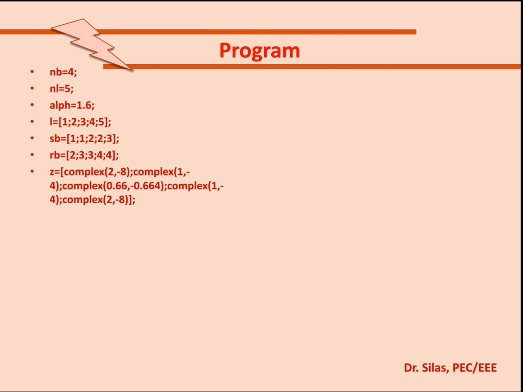Then here we are substituting the admittance values. So they are complex values. So the code: complex of 2 comma minus 8, complex of 1 comma minus 4, complex of 0.66 comma minus 0.664, complex of 1 comma minus 4, complex of 2 comma minus 8. So we have formed the admittance values as a column vector.